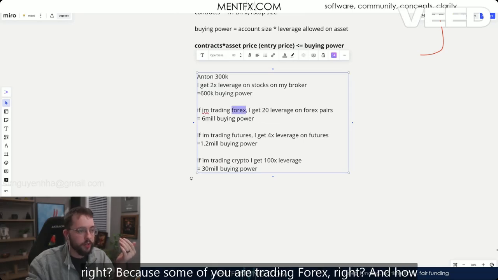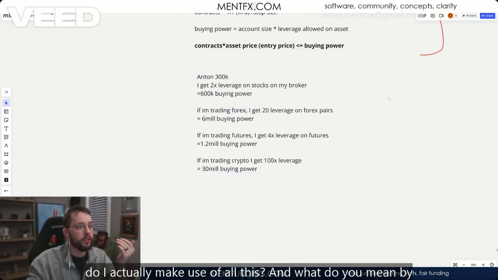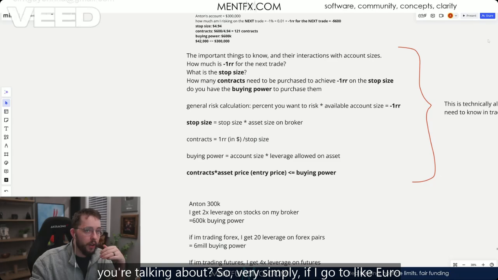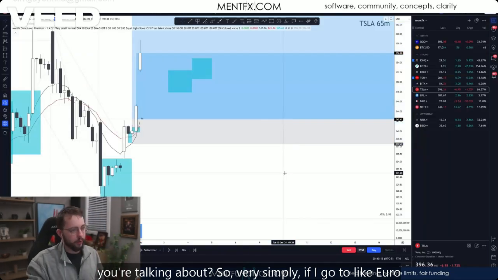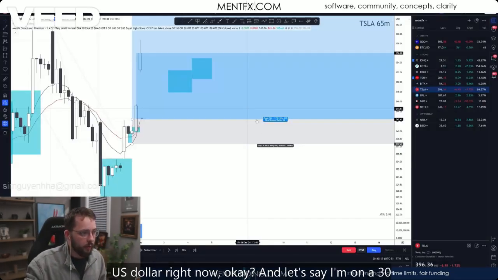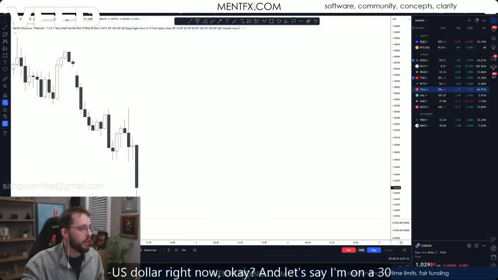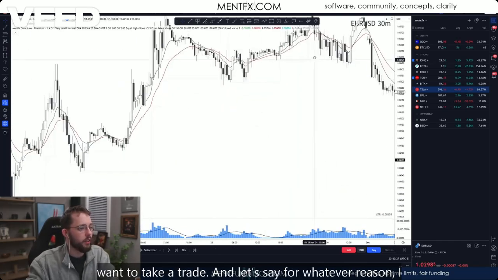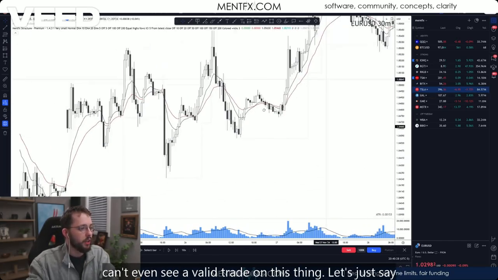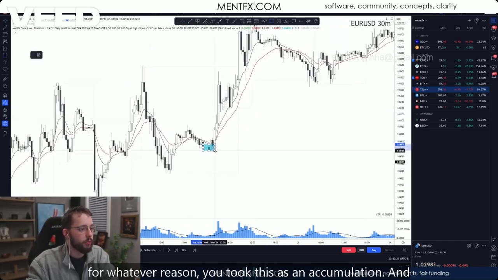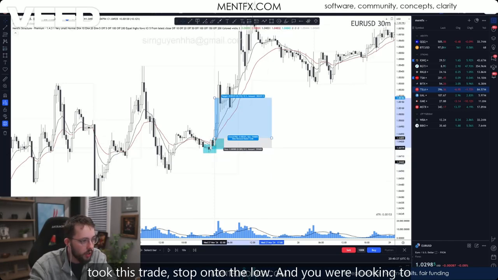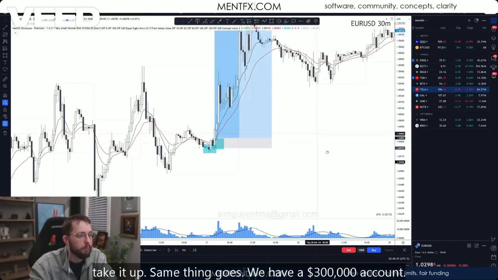Now some of you might have questions regarding how this might work on Forex, because some of you are trading Forex. How do I actually make use of all this? What do you mean by this whole thing about asset prices? Very simply, if I go to Euro US dollar right now, and let's say I'm on a 30-minute, and I want to take a trade, and for whatever reason, I can't even see a valid trade on this. Let's just say you took this as an accumulation, and you took this double MB right here. So MB1, FFMB2, and you took this trade, stop under the low, and you were looking to take it up.